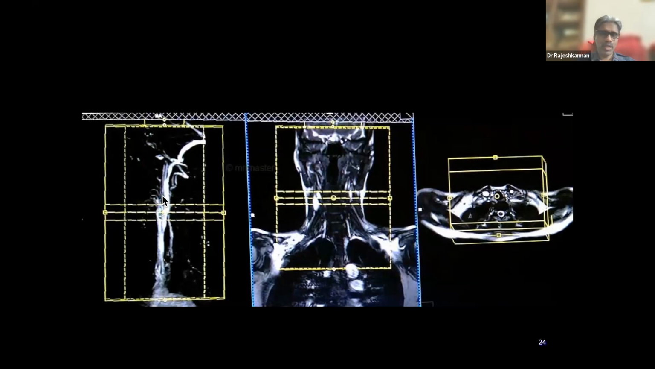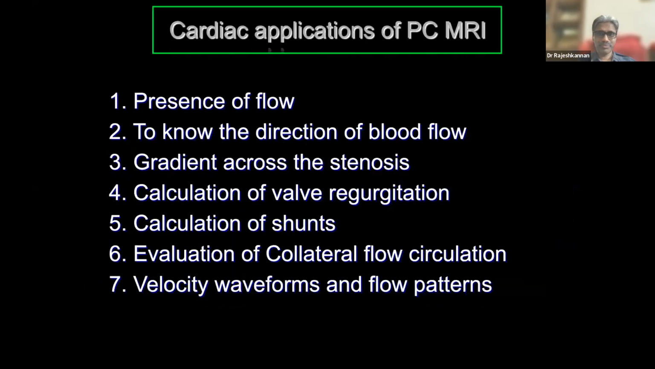angiographic images also. Most of the 2D localizer images which we plan for a dynamic post contrast study are phase contrast 2D MR angiography sequences. Even 3D MR angio is possible using this phase data, but 3D phase contrast MR angio is time consuming. That's why 2D phase contrast MR angio is used.